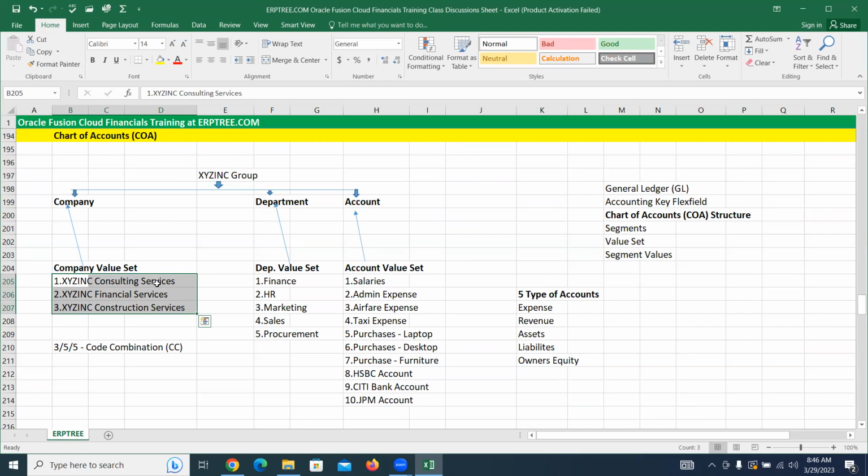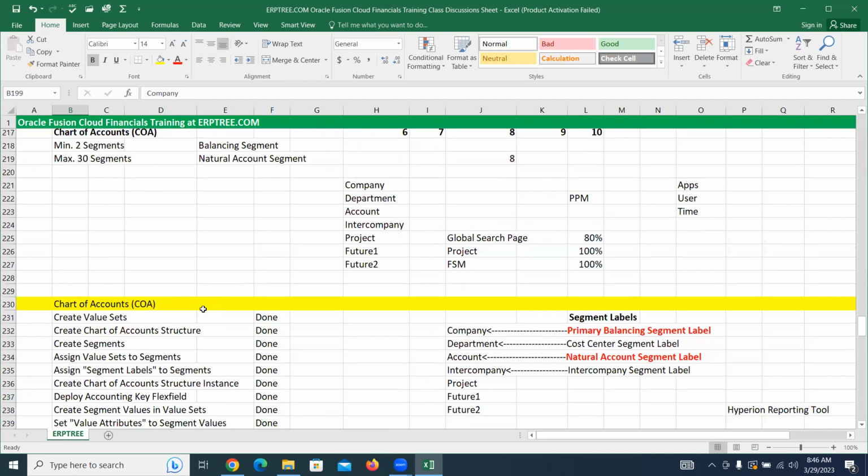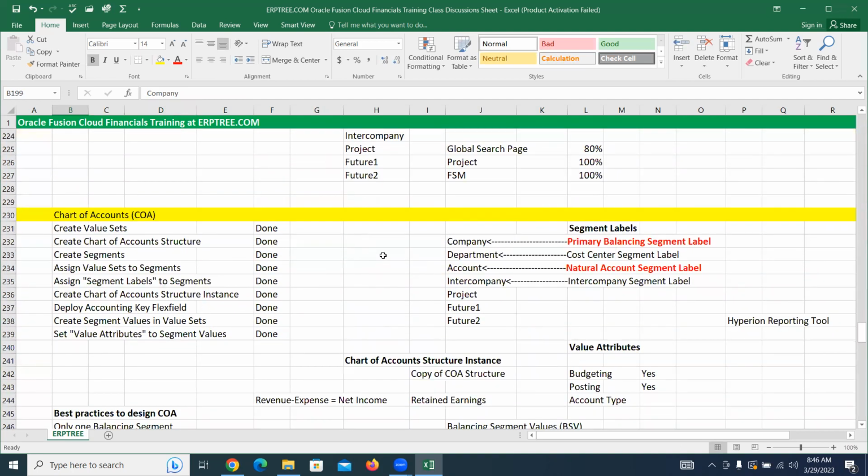How many balancing segments can you have? One you can have. No, 3. We discussed primary, secondary, third. But we recommend one. Okay, the maximum you can have is 3 balancing segments in the chart of accounts: primary, secondary, and the other one is the third balancing segment.